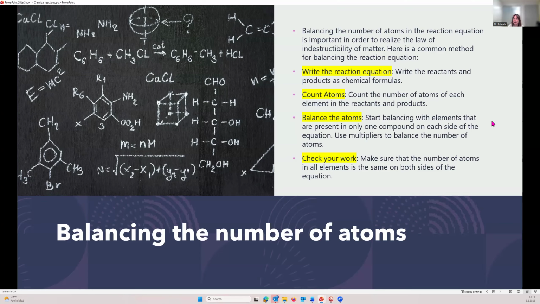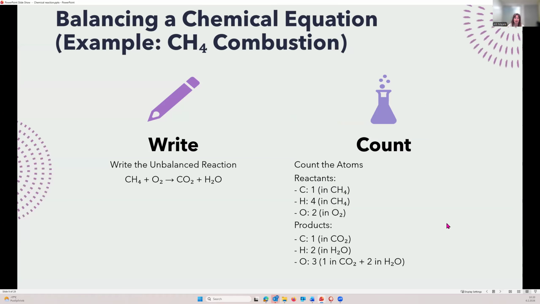And you can start with an element that is present in only one compound on each side of the equation. And you use multipliers. You put numbers there to balance the number of atoms. And then calculate that you have the same number on both sides. And here is an example. Here's the burning of methane to form carbon dioxide and water.